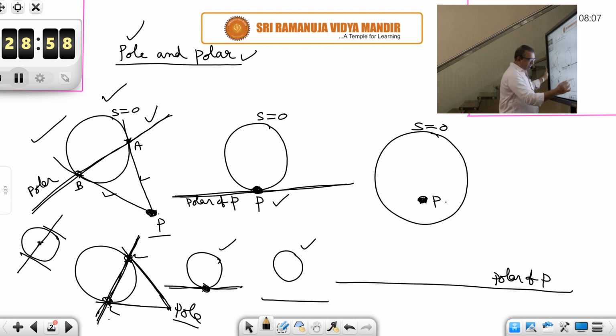Now, third case. The line is completely away from the circle. Where is the pole? It will be located somewhere inside the circle. So how is it located? Can we exactly locate it? We are just saying that it is located inside the circle. But can we exactly locate it inside the circle? Yes, we can do it by using another theorem which we will see later.